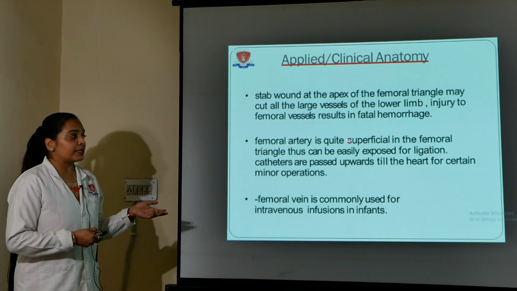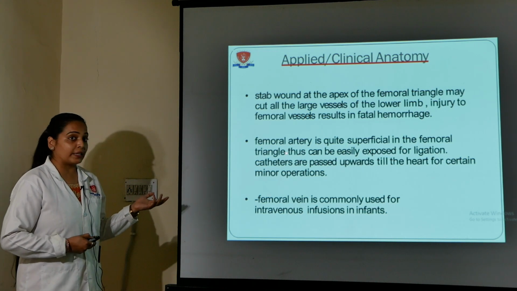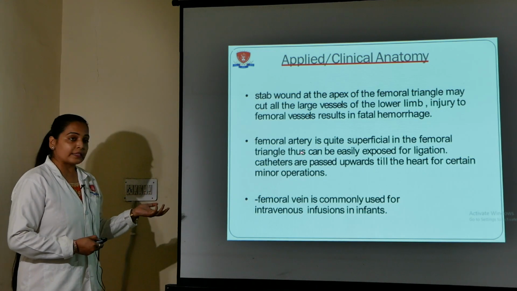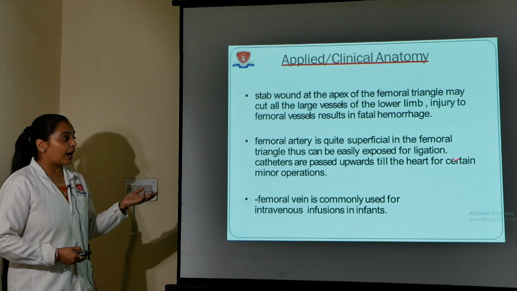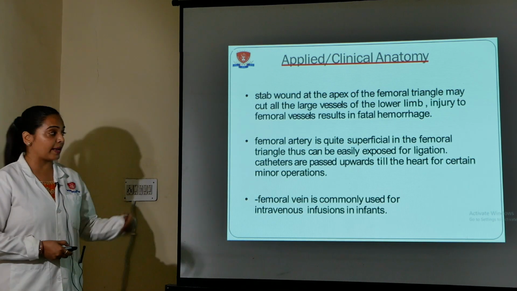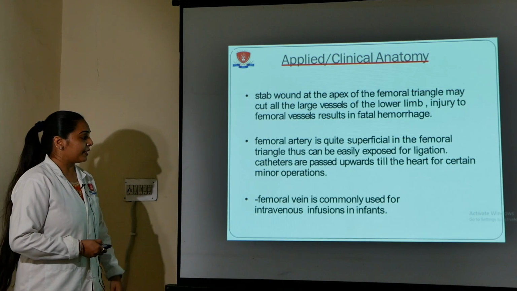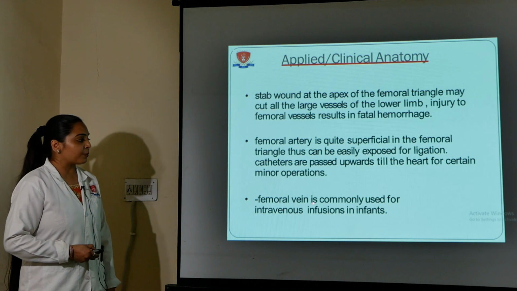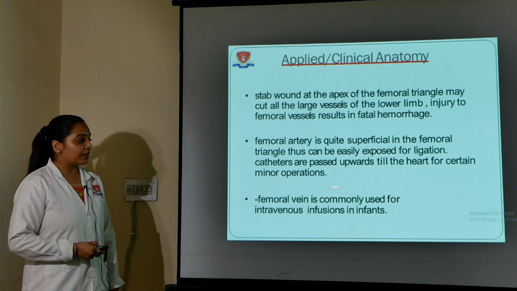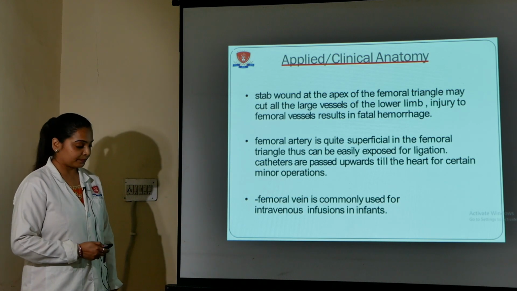Then the femoral artery is quite superficial in the femoral triangle, so we can use this for ligation. Catheters are also passed upwards till the heart in a certain minor operation that we are going to see in the next slide, how catheters are passed upwards into the coronary arteries. Then the femoral vein is superficial in the femoral triangle, so in infants it is commonly used for intravenous infusions.